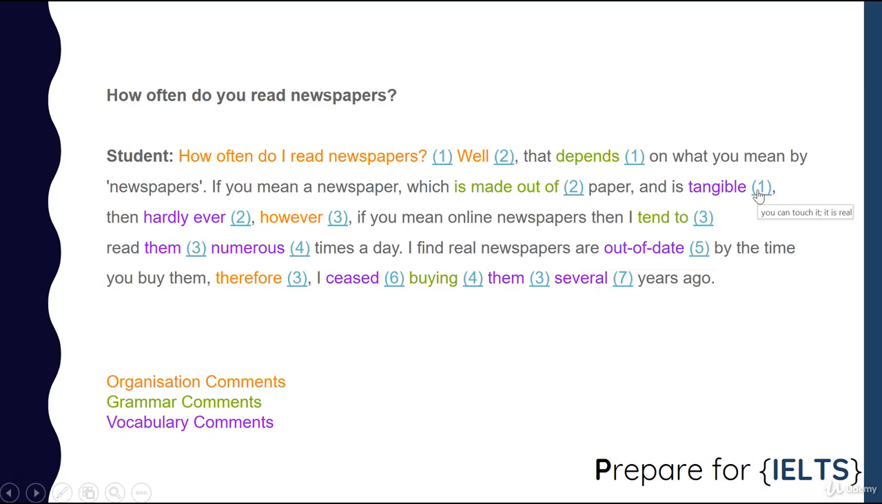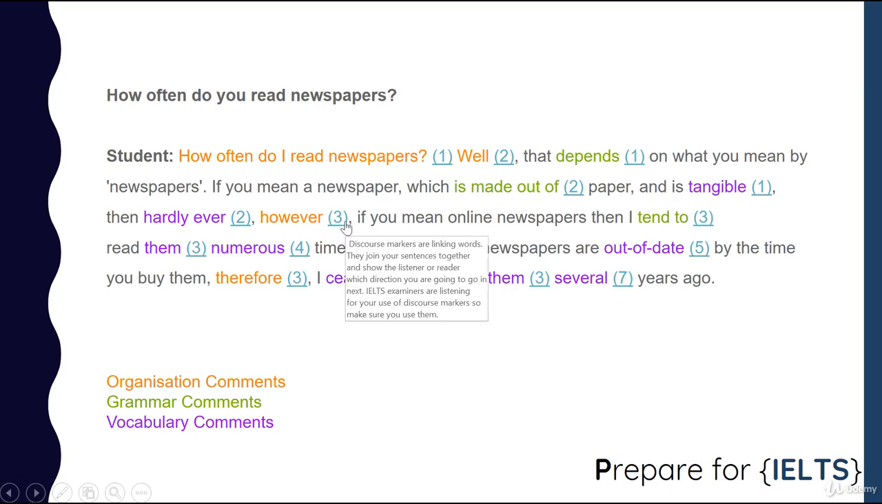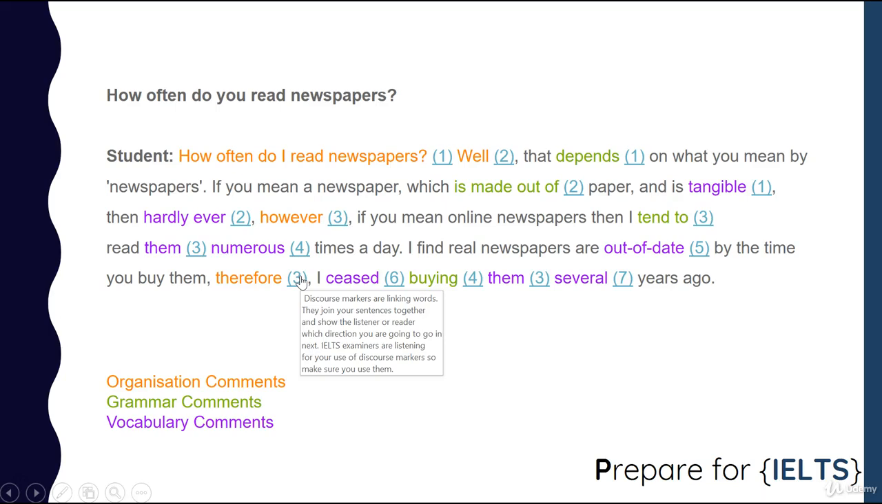Tangible. This means it's a real thing. You can touch it, you can pick it up. Hardly ever. This means not very often at all. Remember that the IELTS examiner is listening for discourse markers for your cohesion grade. Discourse markers give your answer organisation. So we've got a however, a therefore.